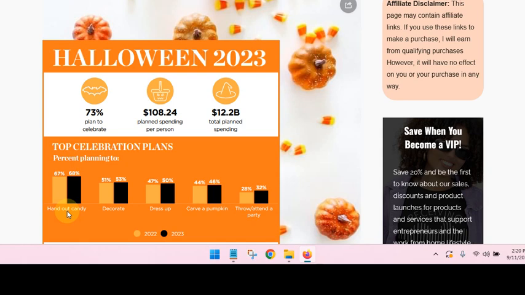Kids love to have their face painted. So lots of things that you can do with your business, but you do have to kind of think outside the box. Okay, so 73% of the people that were polled said they plan to celebrate in some way. Now, this is how much people were planning to spend in 2023. Think about each person who comes into your business is planning to spend about $108 for Halloween. So that means their costumes, their candy, their home decor, I guess all of that together.